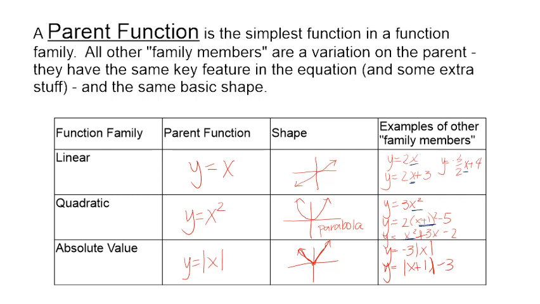So notice that we can just add, subtract, multiply, and divide, but the key feature here is that we still have those absolute values. So no matter which of these family members we were to graph, they would all have the same general shape. Any of the quadratics would still have the parabola shape. They would just be shifted, maybe stretched a little bit, maybe reflected. So that's kind of what we're going to explore in these next couple of days.